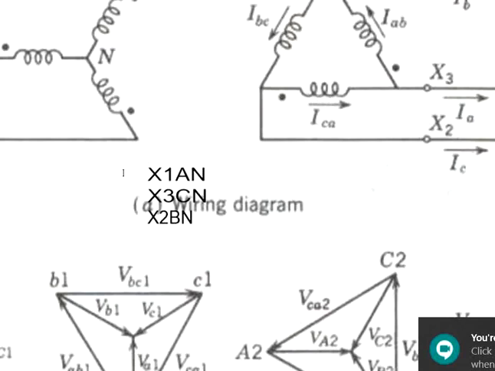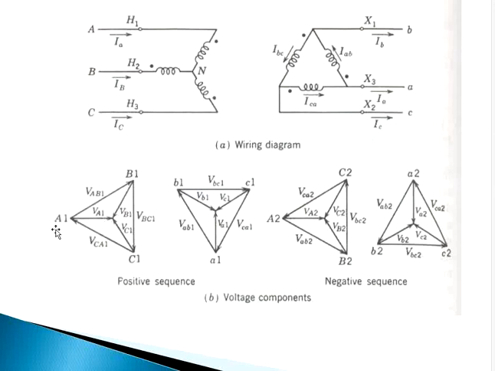So what do the ANSI standards say? That my VA1N voltage leads this voltage by 30 degrees, and this voltage leads this voltage by 30 degrees, and this voltage leads this voltage by 30 degrees. Now as we said, the phase sequence is ABC. Yes, any doubt?